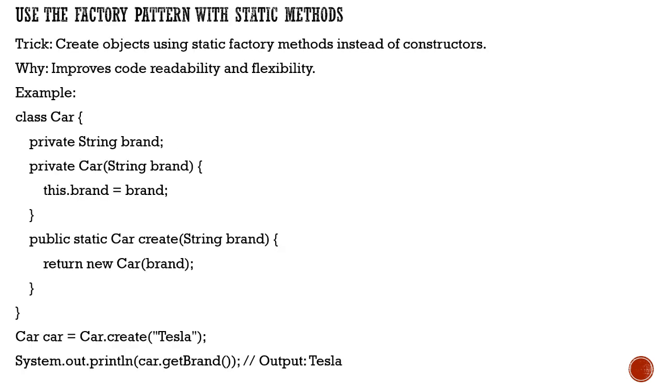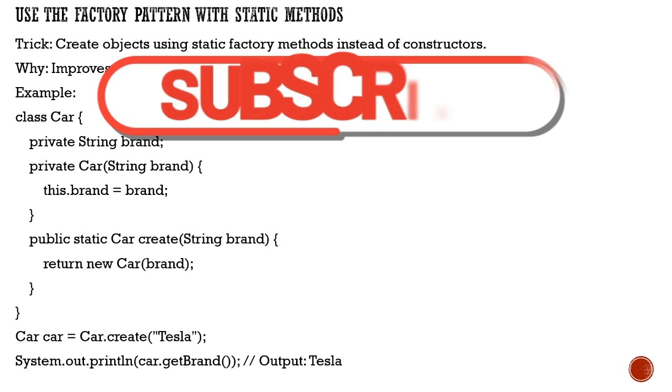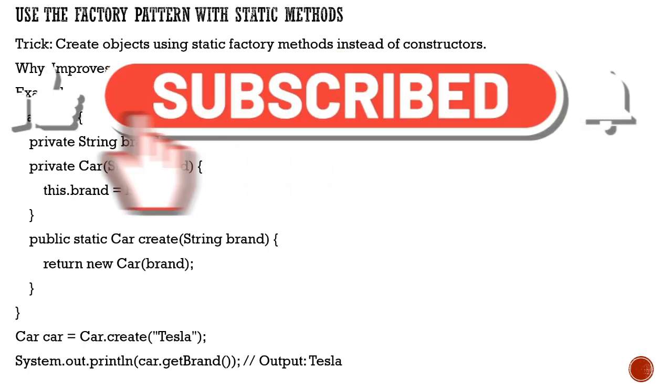Now use of factory pattern with the static methods. Now this is used for creating an object using static factory methods instead of constructors. So instead of using the constructor, we can make use of these methods. What we do with the help of this is improve the readability of the code and its flexibility, right? Here is an example which I've written, a Car, where I've written a constructor and then I've written a car.